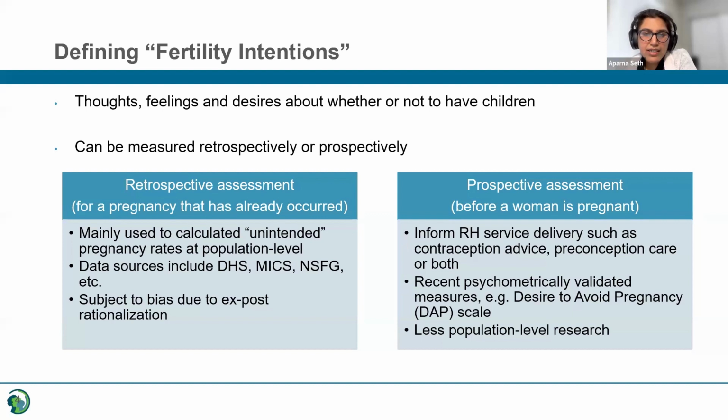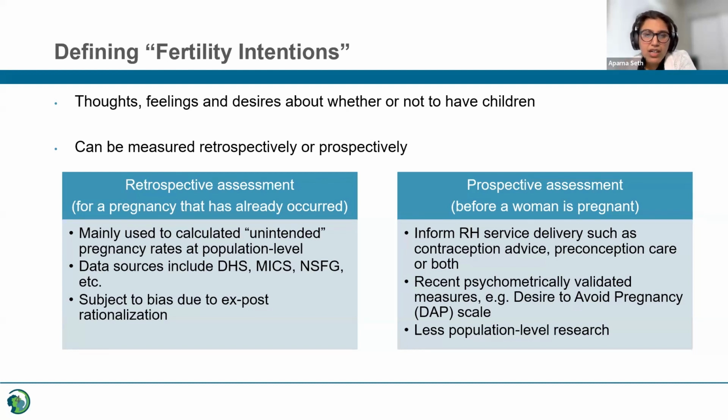The second way to measure intentions is a prospective assessment, which is basically before a woman gets pregnant. And this is generally done or considered important to inform reproductive health service delivery. For instance, identifying need for contraception advice, or counseling, preconception care, or even both.